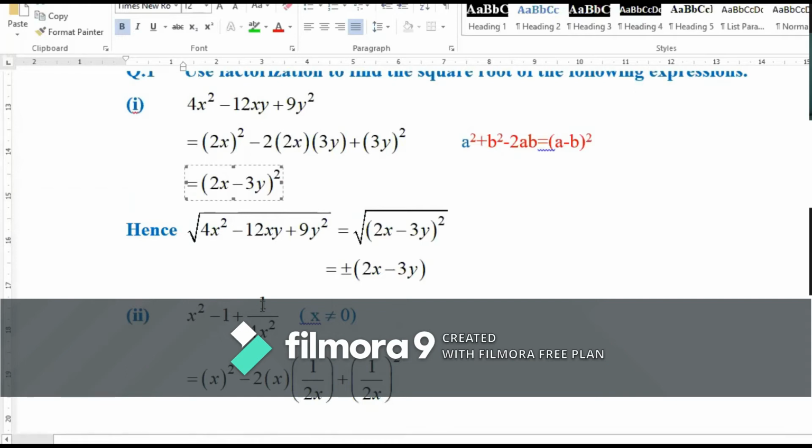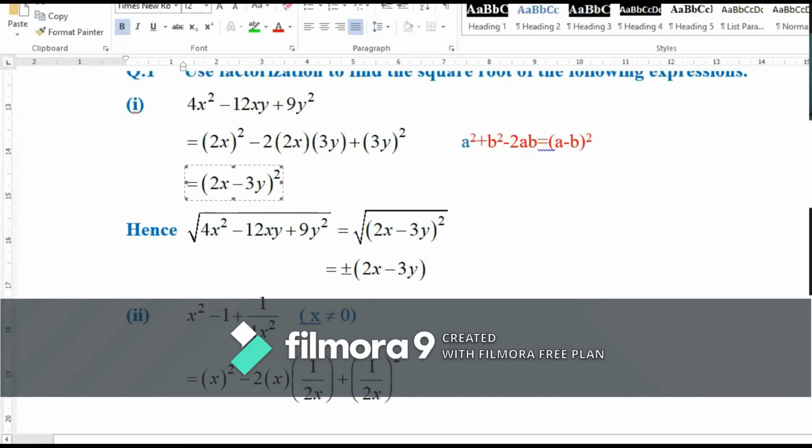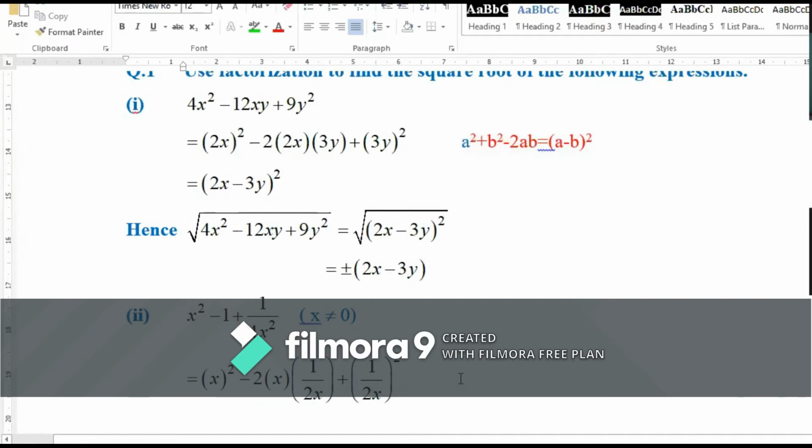x square minus 1 plus 1 over 4x square. Yes sir, this is what I got. Okay, this one. The question contains a fraction, so this is again a one line arrangement. There is no difference between the previous one and this part, except that the question contains a fraction, but the procedure will be applied exactly in the same way as we have done in the previous part.